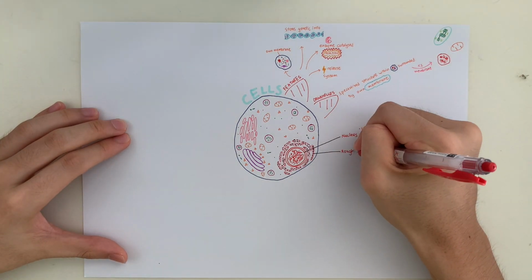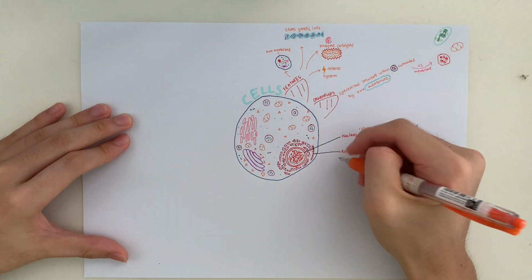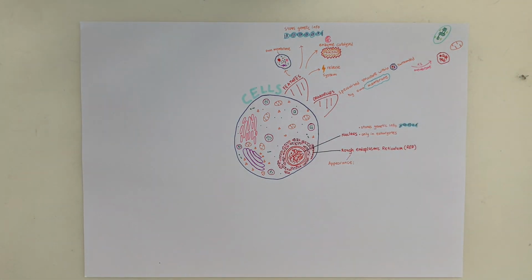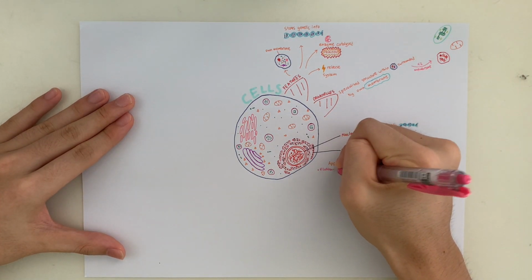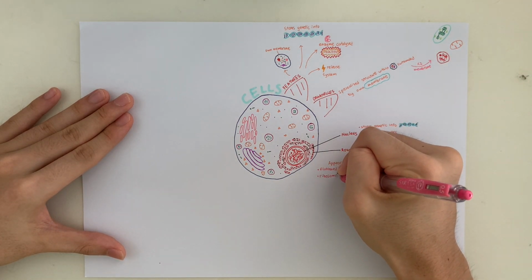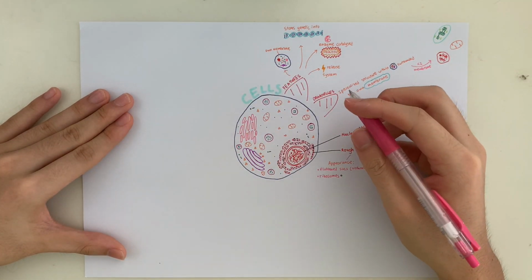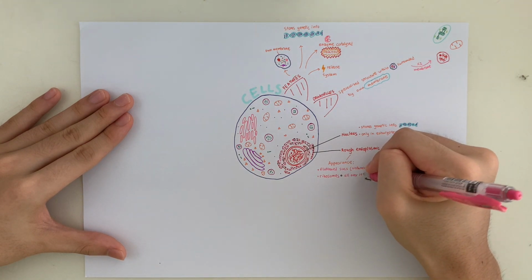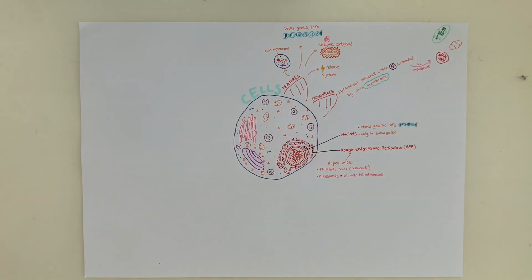Next, we have the rough endoplasmic reticulum. The RER is a network of flattened membrane sacs called cisternae, which is continuous with the nuclear envelope. It is identified by black dots all over the membrane, which are ribosomes. This feature is helpful when identifying the RER under a microscope.